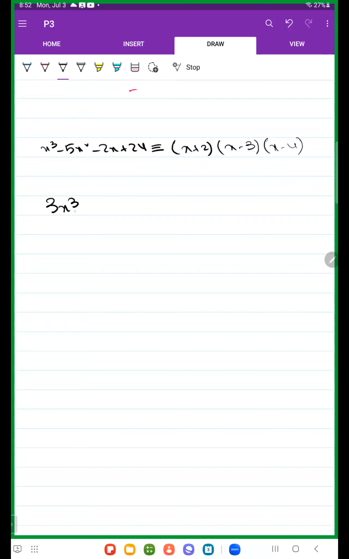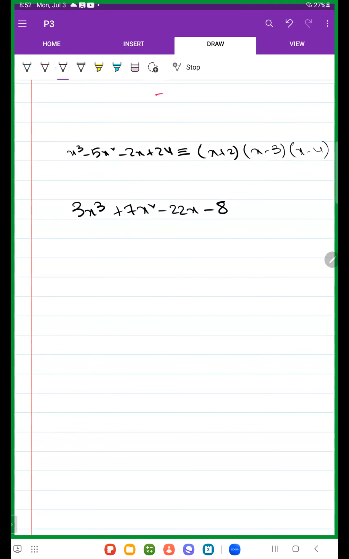3x cubed. I want you to factorize this equation completely. Okay, so for this also we'll do trial and error first. In the end, you will give me 3 factors.